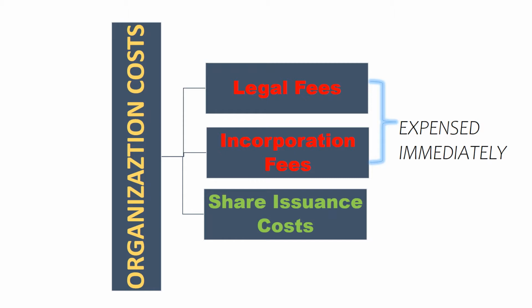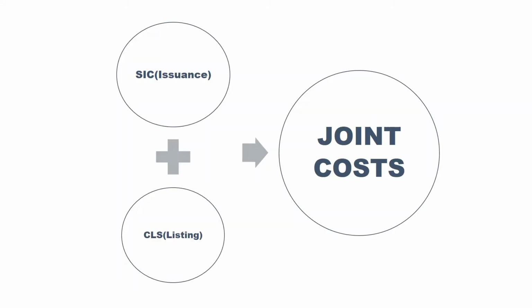According to PAS 38, paragraph 69, startup costs, which include legal and secretarial costs in establishing a legal entity, shall be recognized as expense when incurred, except with share issuance costs that are directly attributable to the issuance of new shares that shall be deducted from equity net of any related income tax benefit. Joint costs relate jointly to the concurrent listing and issuance of new shares and listing of old existing shares.